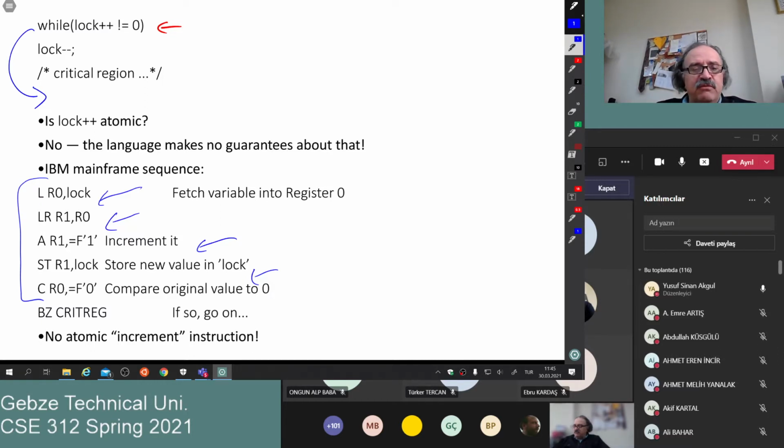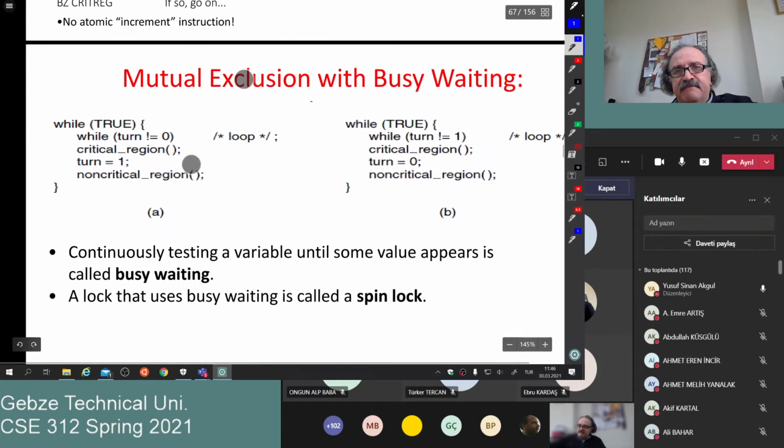I couldn't find a solution. As a regular user, without any help from the hardware, I couldn't find a solution. But that doesn't mean that there are no solutions. People are smart. They worked hard, and during the 1960s, they found many solutions to this problem. And one of them is this.